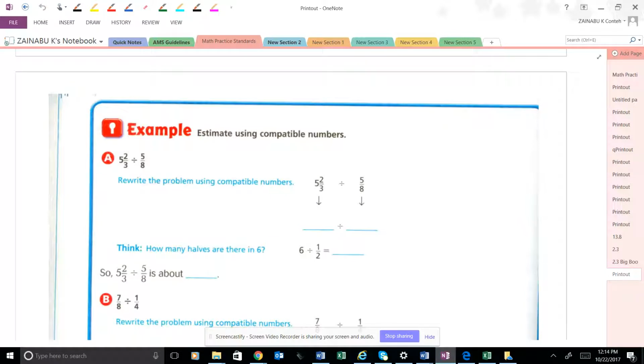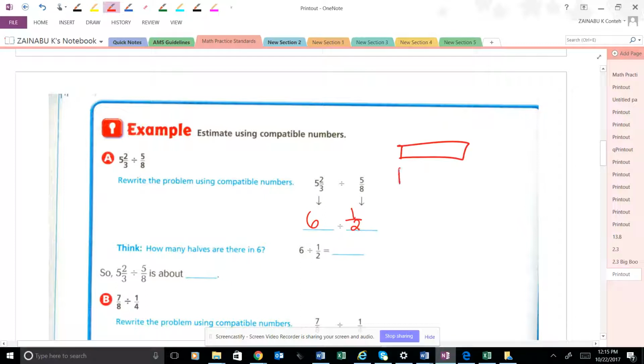Well, look at the next example. 5 and 2/3 divided by 5/8. Well, 5 and 2/3 is very close to 6. And 5/8, well, 4/8 is a half. So I'm going to go ahead and use the number 1/2. I'm not going to use 1 because I want an estimate that's close to my actual. Now, how many 1/2s are in 6?